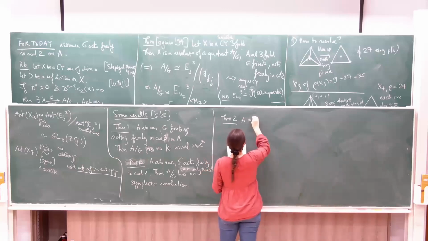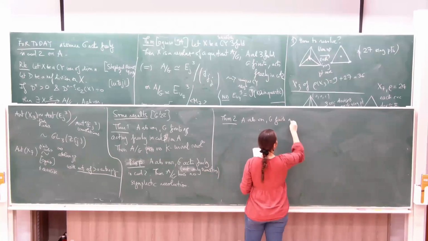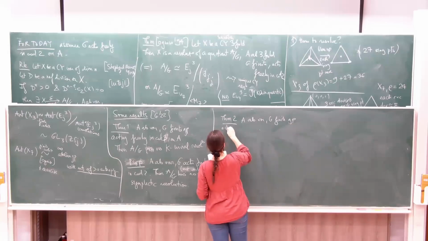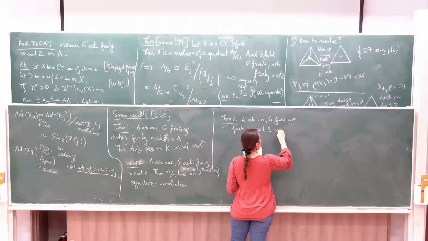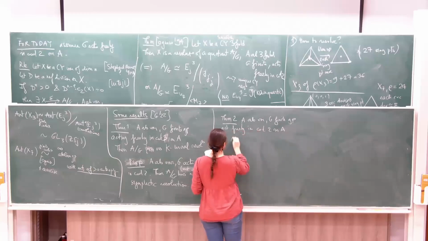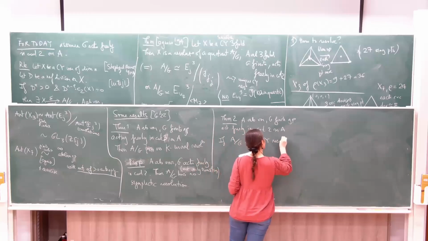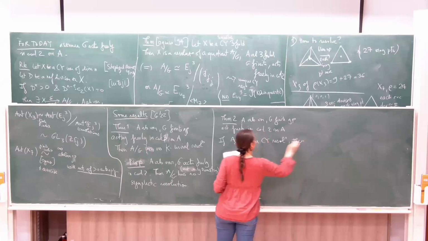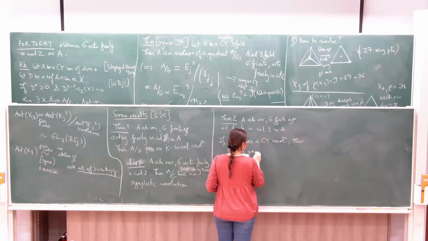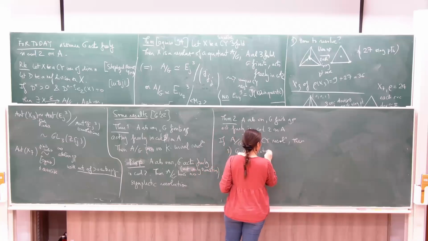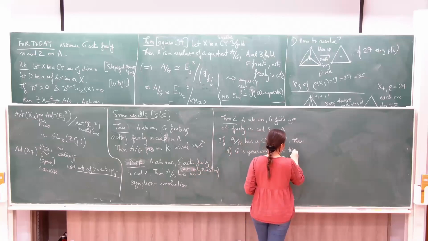So abelian variety A, G a finite group, acting freely in codimension 2 on A. If A mod G has a Calabi-Yau resolution, so a smooth resolution that is a Calabi-Yau variety, then, first of all, G is generated by its elements that have fixed points.